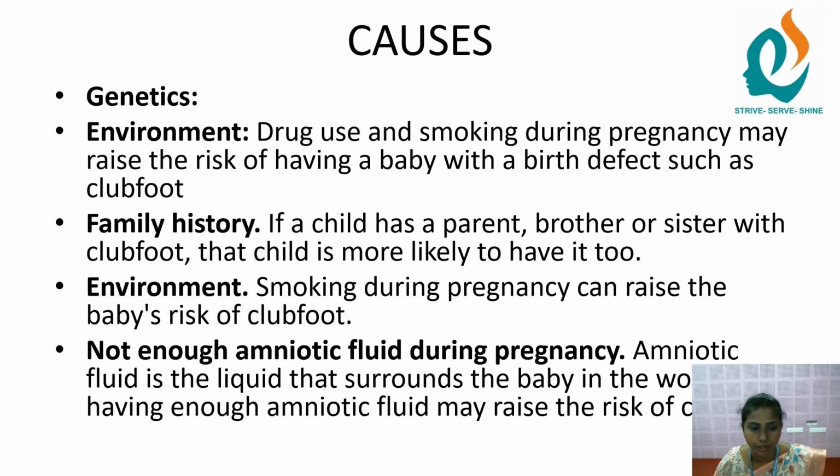Next are family history, environment, and not enough amniotic fluid during pregnancy. During pregnancy, there should be an abundant amount of fluid so that the baby can move and be protected. That amniotic fluid protects the baby. In certain cases, the mother has a reduced amount of amniotic fluid so the baby cannot move. The baby will be in a particular position for a prolonged period of time, and if the baby is in an abnormal position, that is going to cause abnormality in the skeletal system.